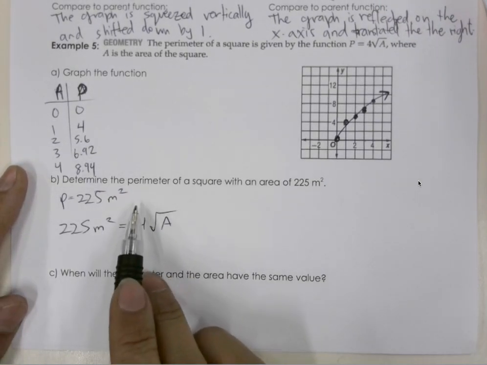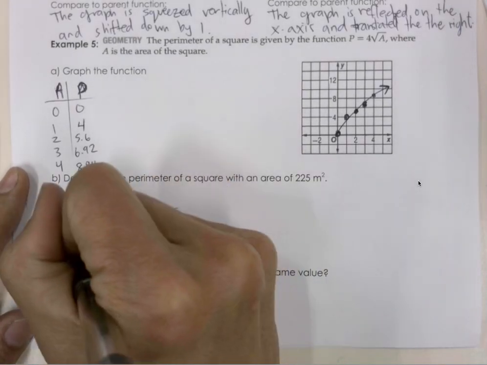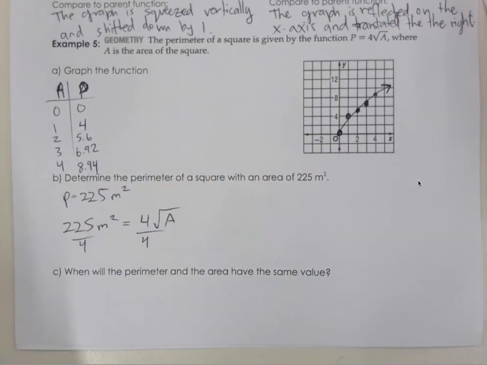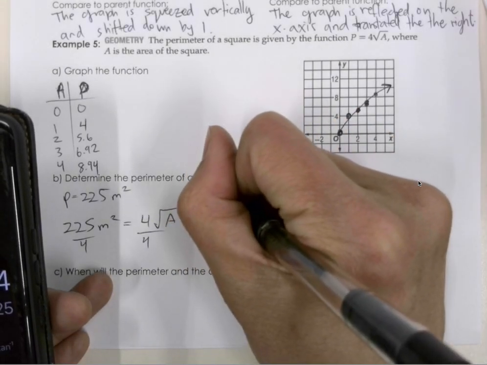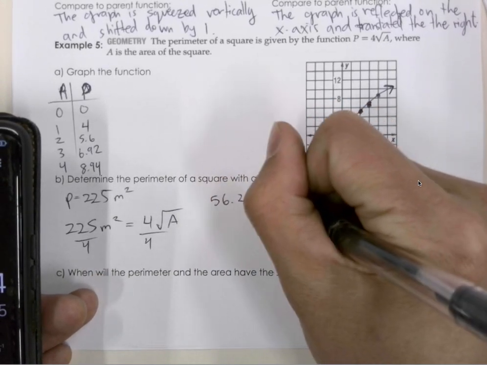So how do we solve this? Well, we need to isolate the square root, so we're going to divide both sides by 4. And so what do we get? Oh, we get a fractional number. Again, let me get my calculator here. So 225 divided by 4 is 56.25, which is equal to the square root of a.